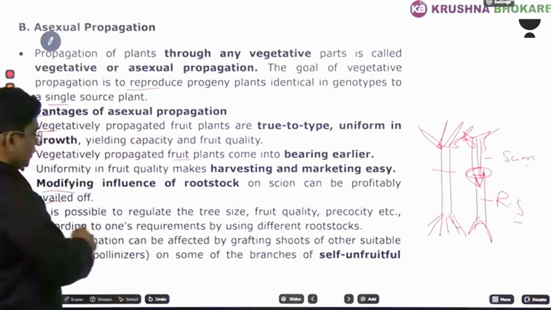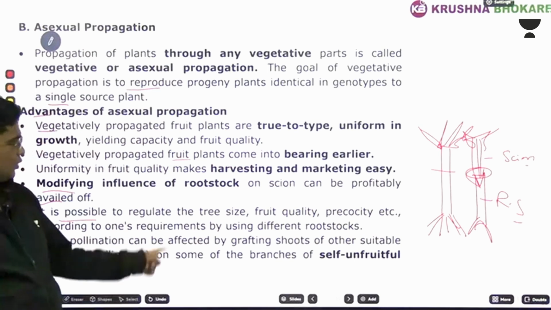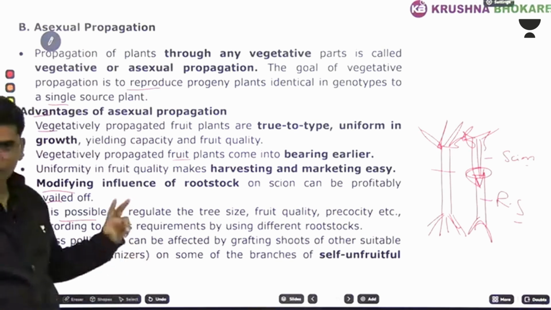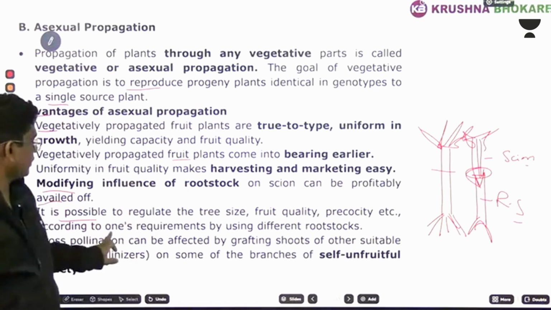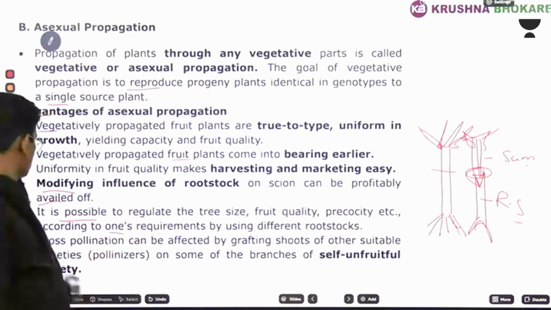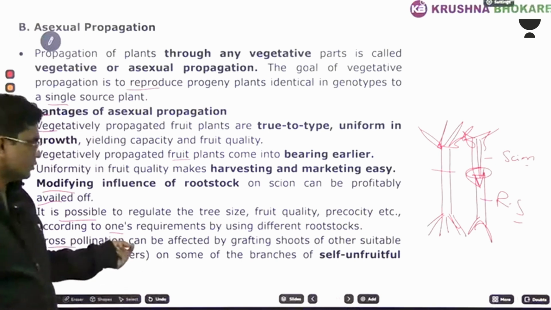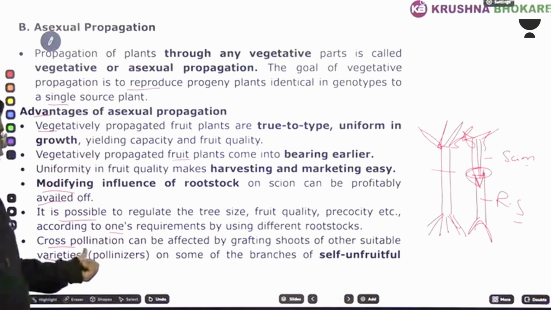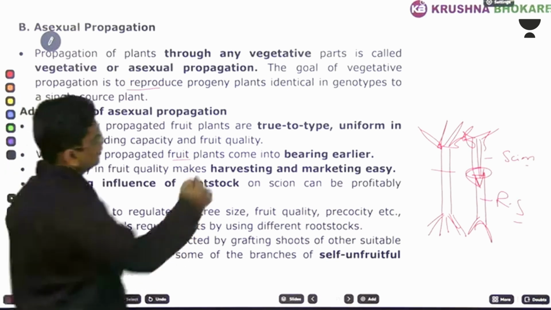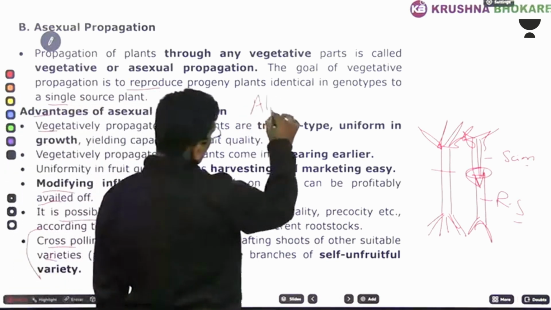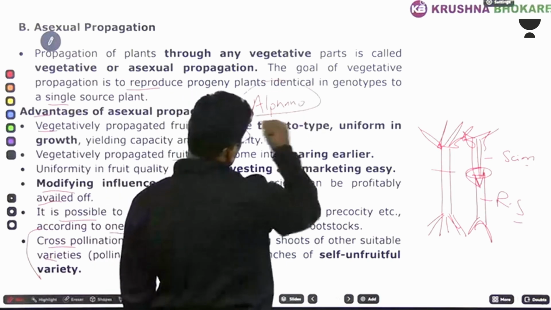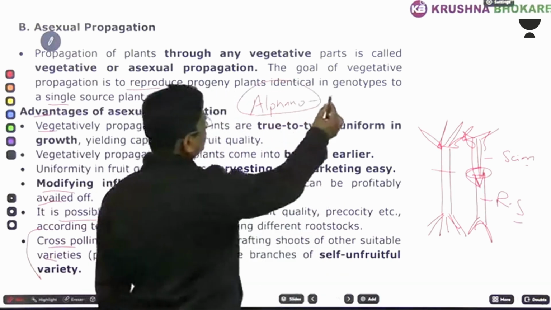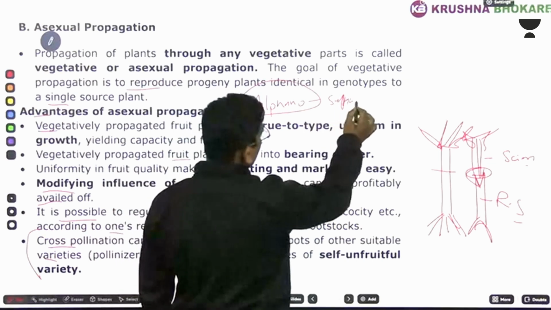ठीक है, ये वाला. So it is possible to regulate the tree size, fruit quality, precocity, है ना. Fruit bearing हम यहाँ पे manage कर सकते हैं according to one's requirement using different rootstock. So cross pollination can be effected by grafting shoots of other suitable varieties, pollinizers, on the same branch for a self unfruitful variety. What does it mean? Sometimes what will happen? You know, Alfonso आप जानते हो? Alfonso is a variety of mango. But what is the major problem with Alfonso? It is not producing a sufficient amount of pollen.